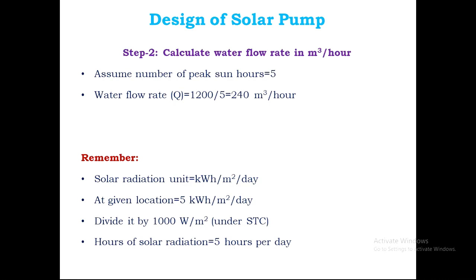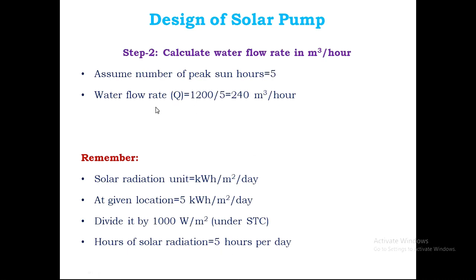Then you have to calculate the water flow rate. This water flow rate depends on the sun peak hours. How can you calculate it? In the last two sessions we discussed. Solar radiation is generally measured in kilowatt hour per meter square per day, and at a given location, the solar radiation is, say, 5 kilowatt hour per meter square per day. I am just assuming this, as it changes location to location. Then divided by the standard testing condition irradiation, you will get 5 hours per day.